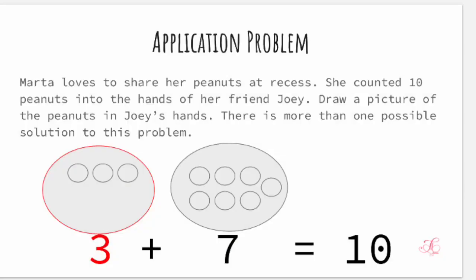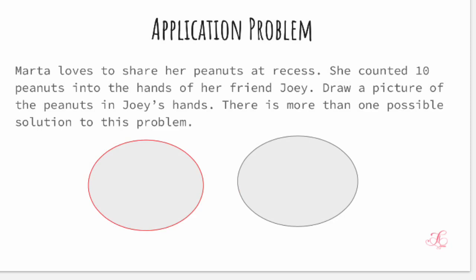Now it's your turn. You can pause the video to decide how many you want to put in Joey's hand. Remember, try to do something different. It doesn't have to be like mine. You can put 1 in one hand and the rest in the other hand. You can put 4 in one hand and the rest in the other hand.